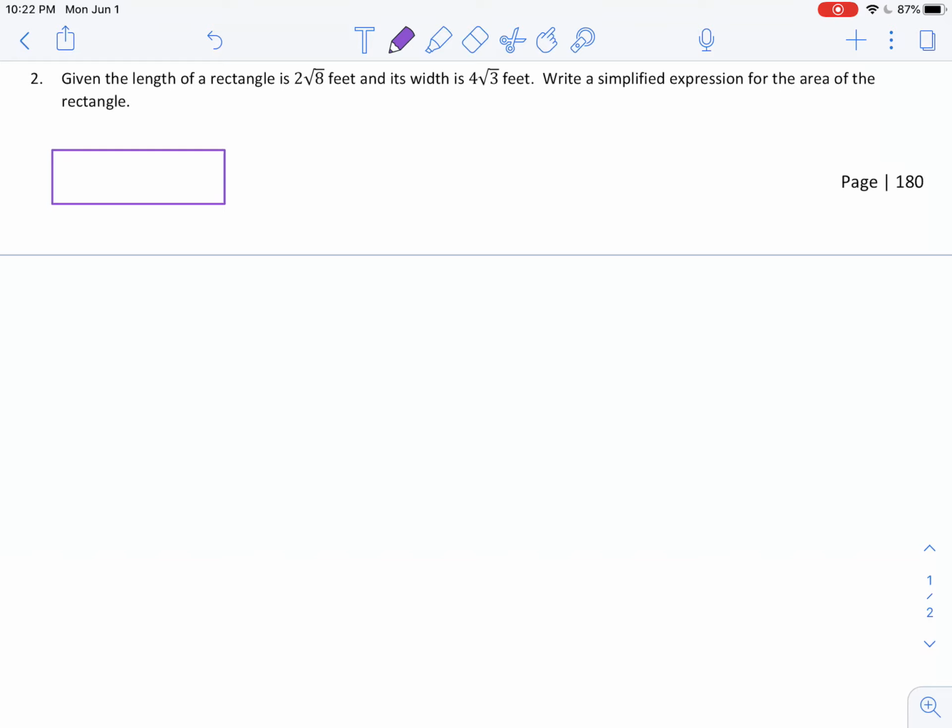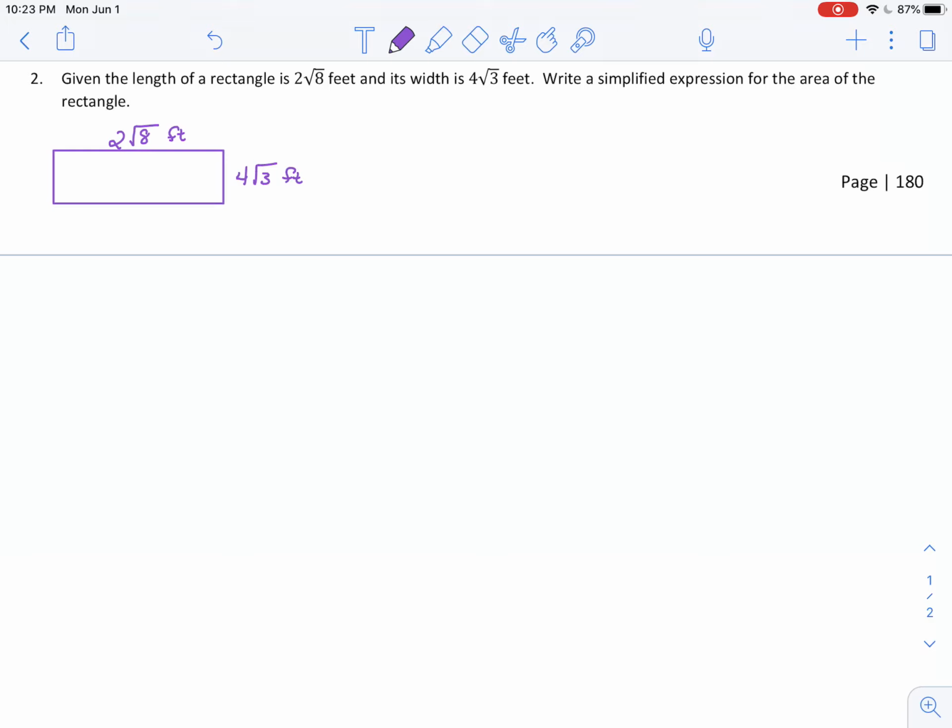So we have some rectangle, and whoever measured this decided to be mean and give us these irrational measurements. So I have 2 root 8 feet, and I have 4 square root 3 feet. I have no idea the decimal version of these answers, nor do I want to know, because it's saying it wants a simplified answer, which is saying I don't want to round it, I don't want decimals.